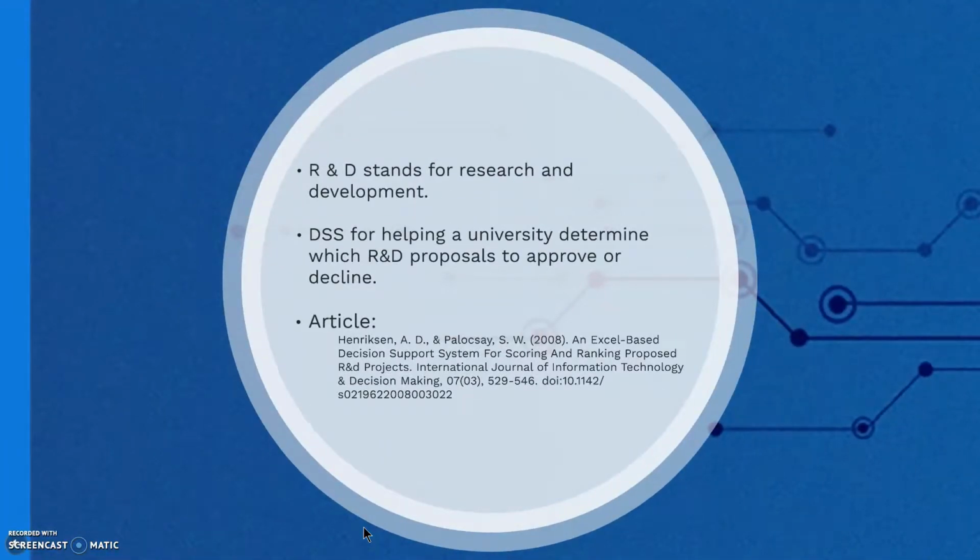Alright, so first, R&D stands for research and development, and the article is basically tasking us, or me, to create a DSS, which is a decision support system for helping a university or any company decide which research and development projects or proposals they will approve or decline. The article that I used was from ResearchGate, and that is the reference. The title is an Excel-based decision support system for scoring and ranking proposed R&D projects.